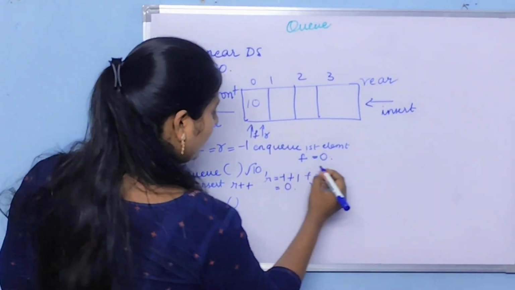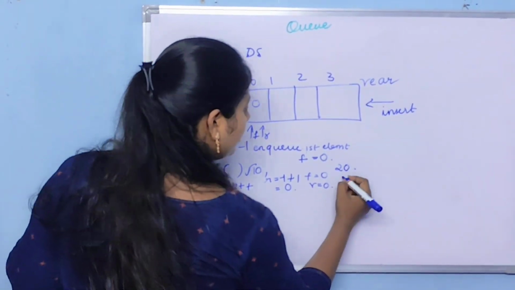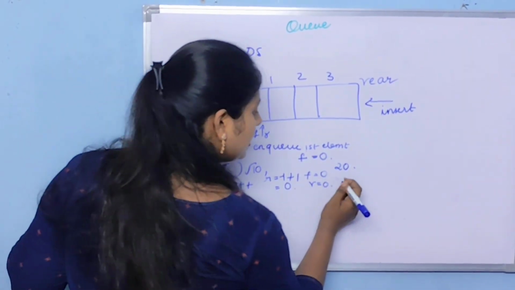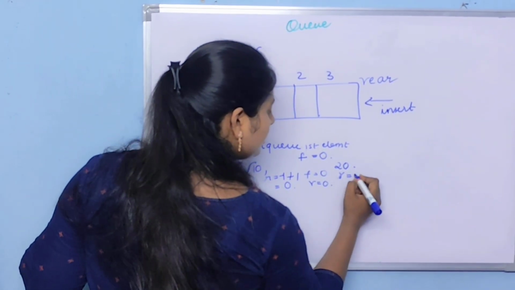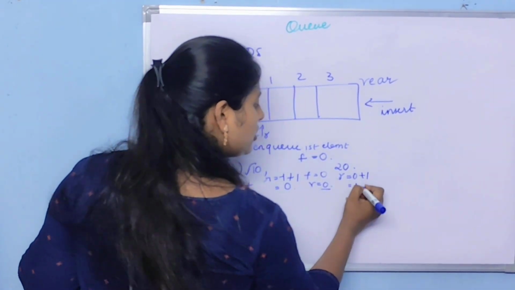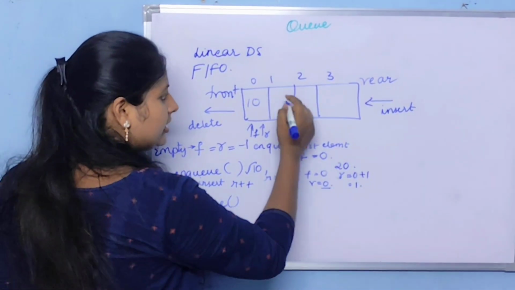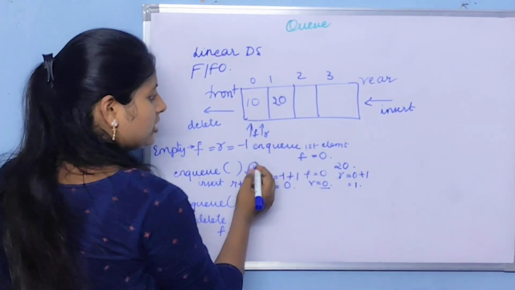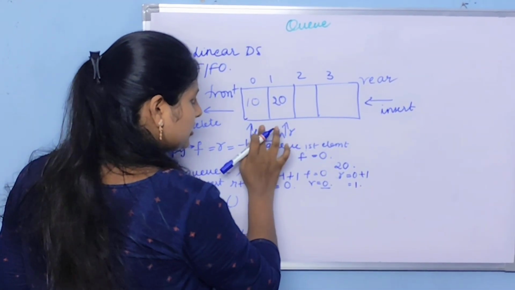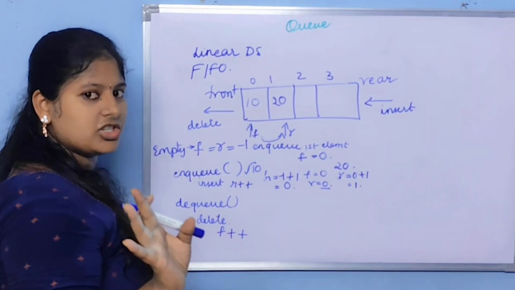So now I want to add 20. So now front equals 0 as it is. The rear will be incremented. Rear equals, it was 0 before, plus 1 equals 1. So 20 will be added at this position. Now rear is shifted here. Okay, my front is not changed.